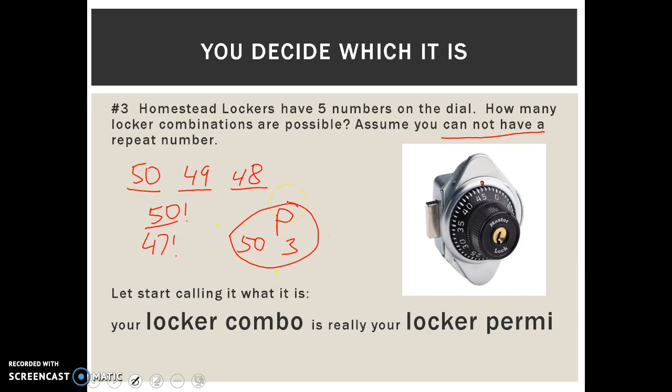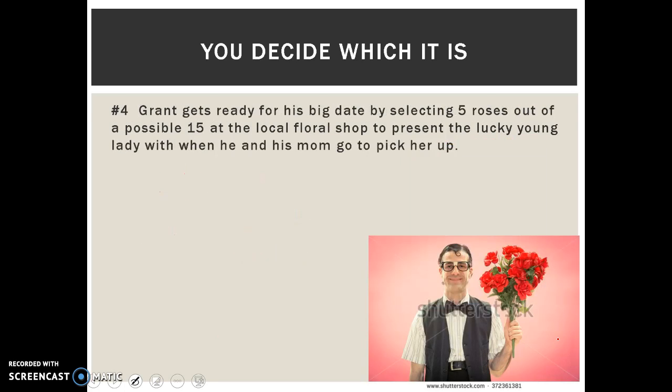So I don't know why they call it a locker combination, because it's really not a locker combo at all. It should be a locker permutation. It should be your locker permi instead of your locker combo. Let's take a look at another example.